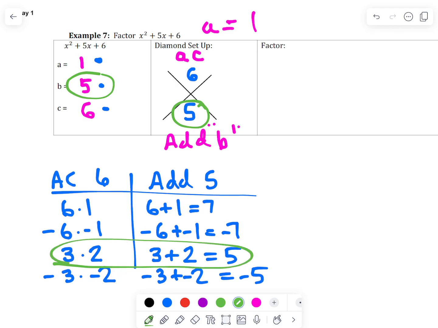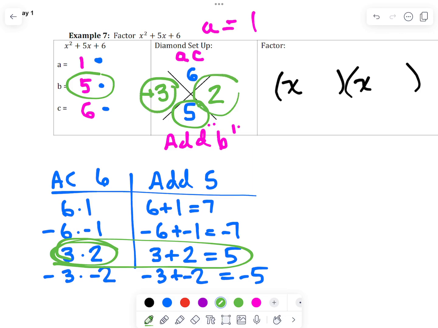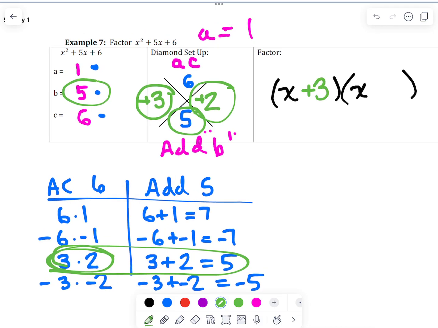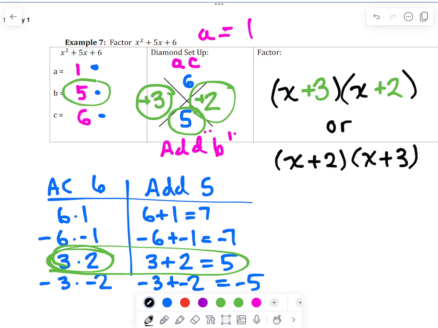So then the sides of the diamond will be the two numbers that multiply to AC that add to B. So we put the 3 here and the 2. Now we're ready to write the answer. So our answers are always going to be two binomials, x and x. And now we take the sides of the diamond, positive 3, positive 2, and those go right there. Now, if you wanted to write the binomials as x plus 2 and x plus 3, that also is acceptable.